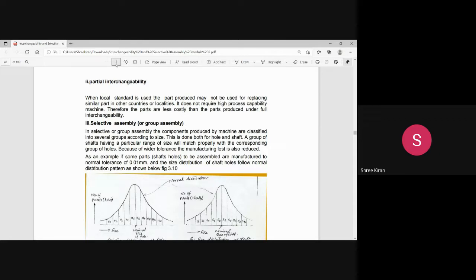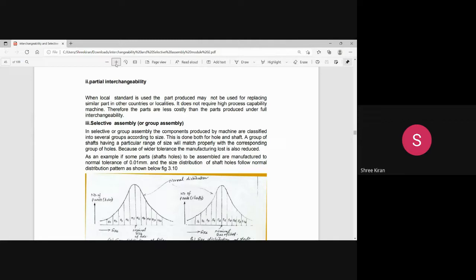In the case of partial interchangeability, when local standards are used, the parts produced may not be used for replacing the similar part in other countries or localities. That's what happens. So when local standards are used, that's a problem, not like the international standard.